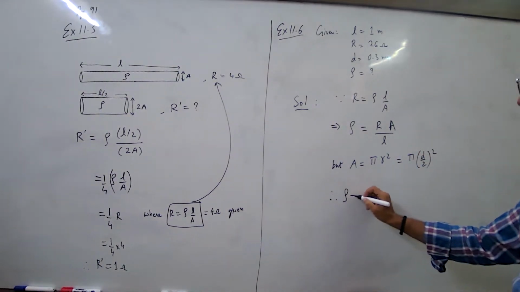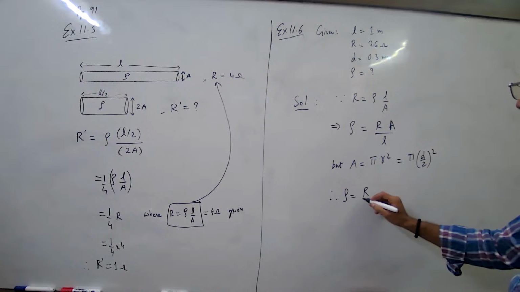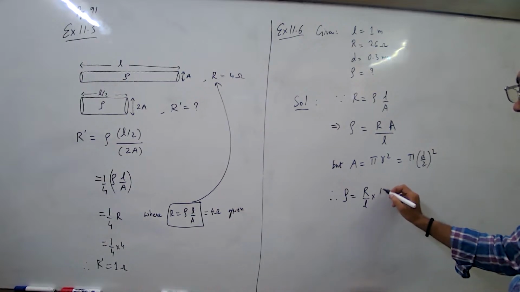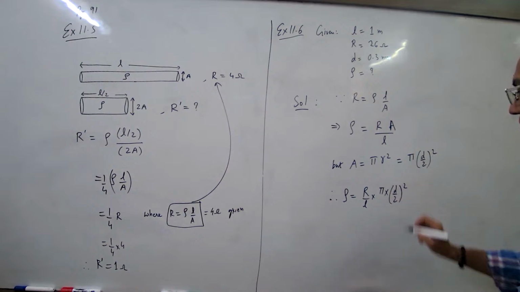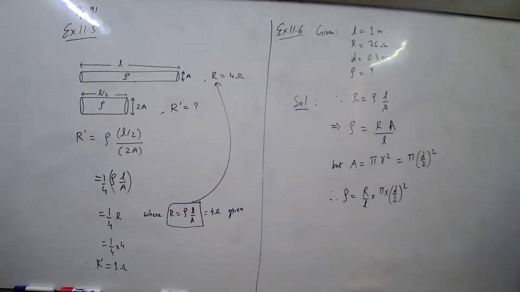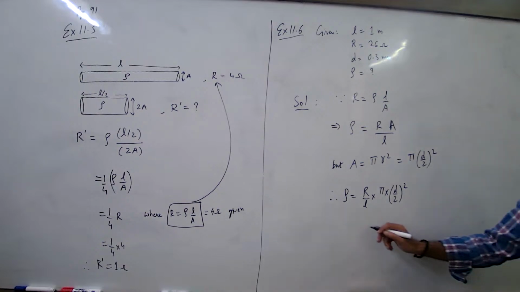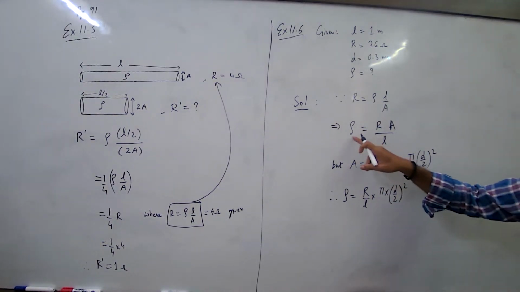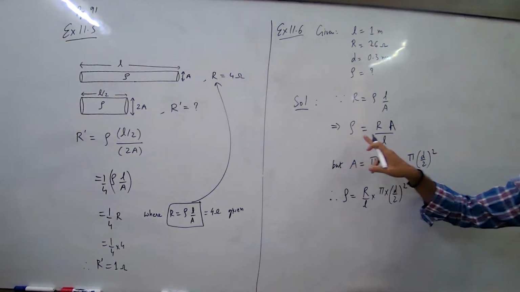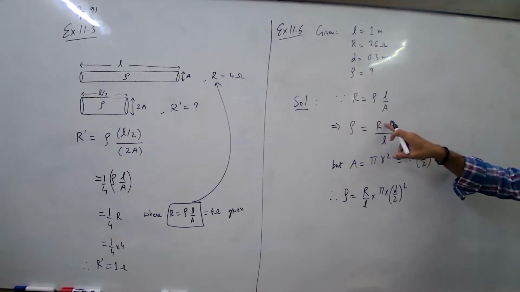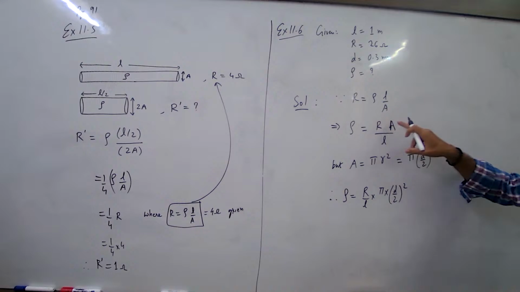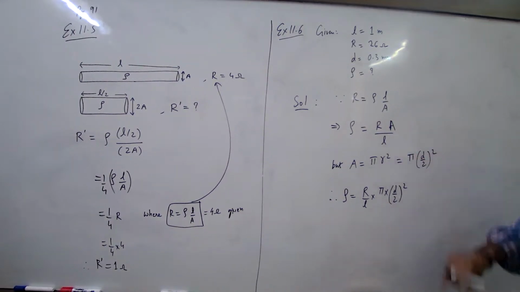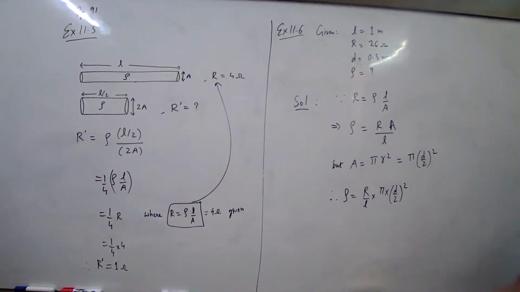Therefore, rho is equal to R by L into pi d by 2 whole square. Now substitute the values and solve. So what will be the unit of resistivity? The unit of resistivity will be ohm meter square per meter, which is ohm meter.